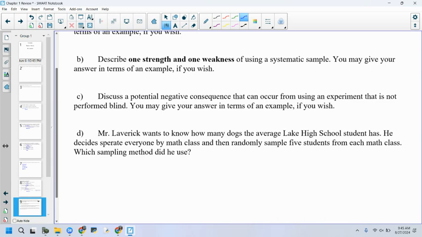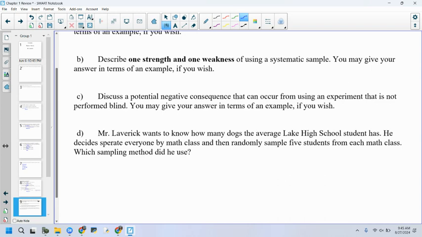Mr. Laverick wants to know how many dogs the average Lake High School student has. He decides to separate everyone by math class and then randomly sample 5 students from each math class. Which sampling method did I use? Which one is that? Stratified. That's stratified. Be careful, that's not cluster.